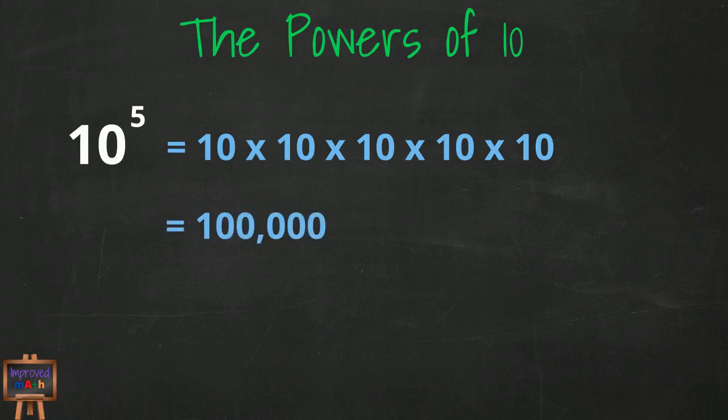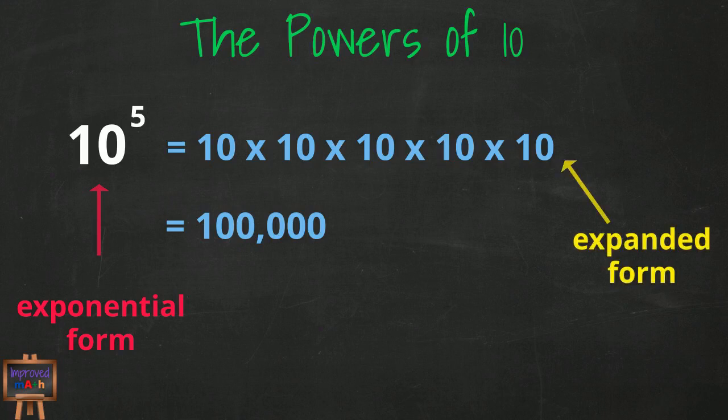Using this example, we would say 10 to the 5th is written in its exponential form. 10 times 10 times 10 times 10 times 10 equals the expanded form, because we are expanding the number out to represent 10 multiplied by itself 5 times. And the answer of 100,000 is what they call standard form, because that is how you typically view numbers, right?